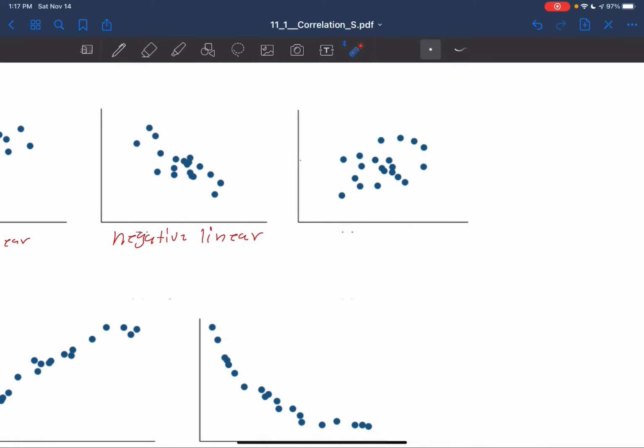How about this one? Well, notice that it's not going up or going down. It's kind of staying in the same place, going horizontal. So for this case, we say there's just a weak linear relationship. The reason why we say weak and linear is because there's no sign of either a negative or positive association, but it still kind of clusters around a line.